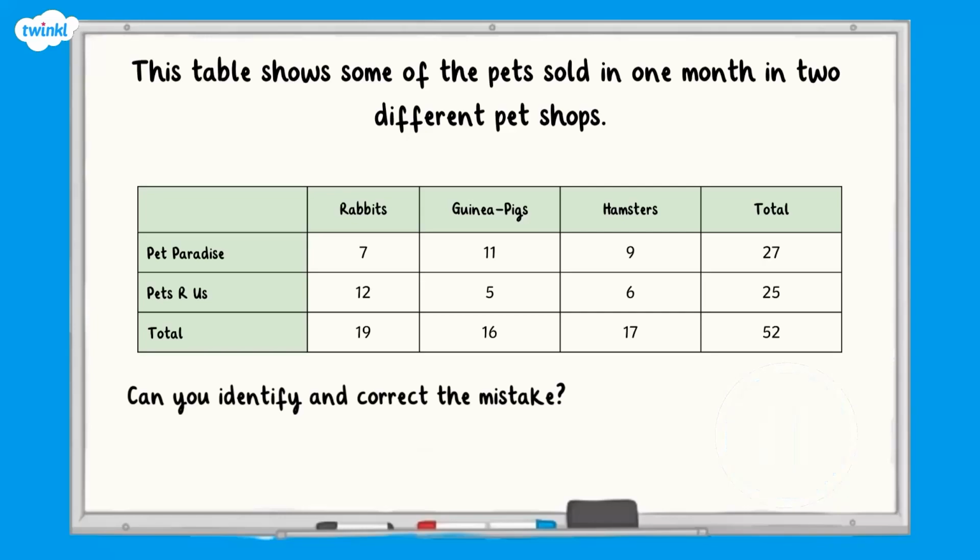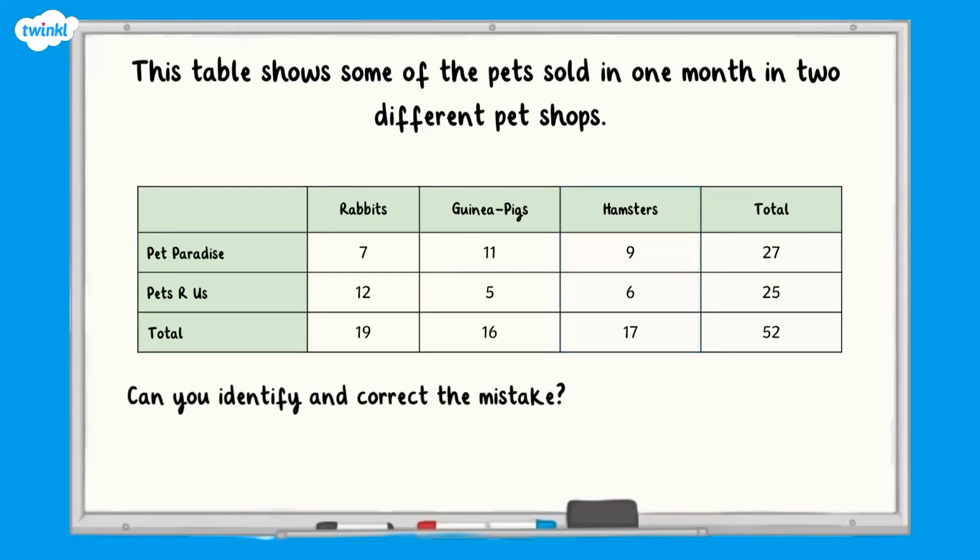Did you spot the mistake? The overall totals both made 52, so there wasn't a mistake in the total row or column. The rabbits column added up to 19. The guinea pigs column added up to 16. However, the hamsters column should have added up to make 17, so there must have been a mistake in that column.